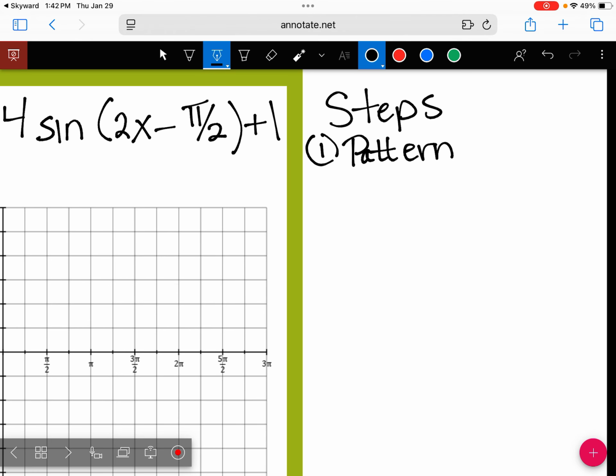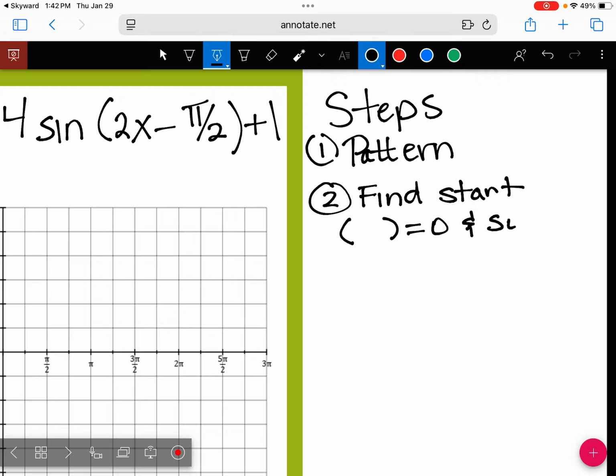Okay. The second thing you want to do is find the start. How do you find the start? Set the parentheses equal to 0 and solve. Whatever answer you get, that is where you start.